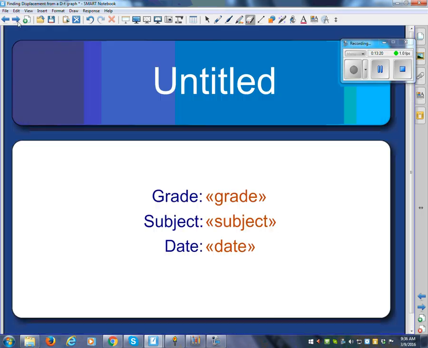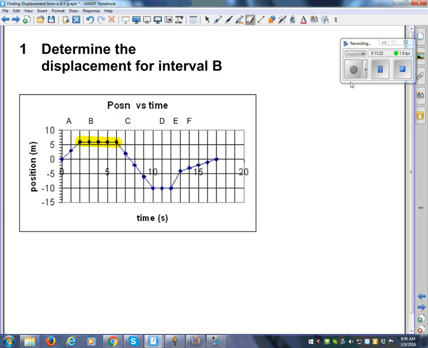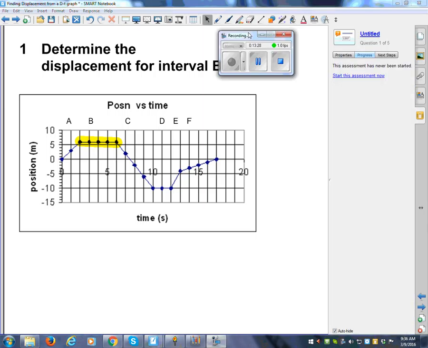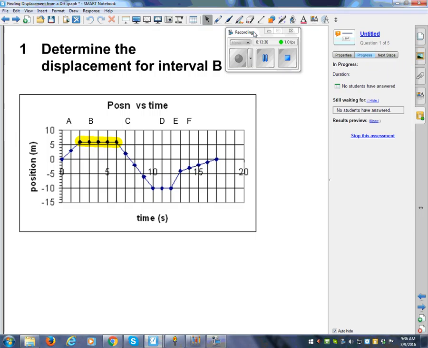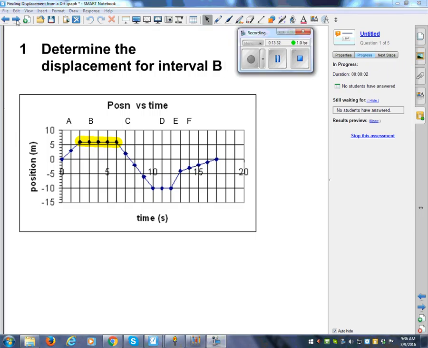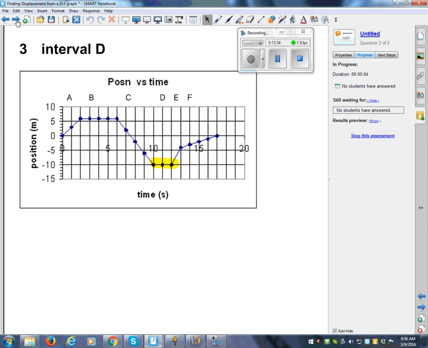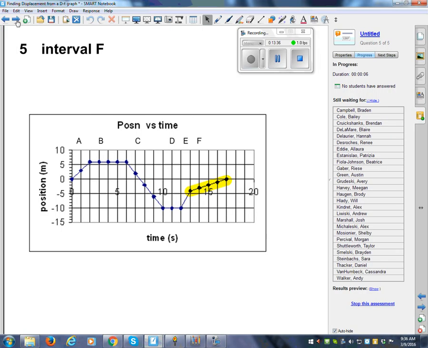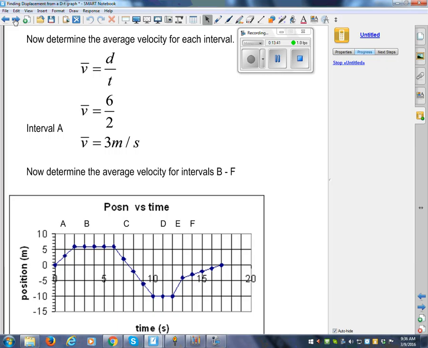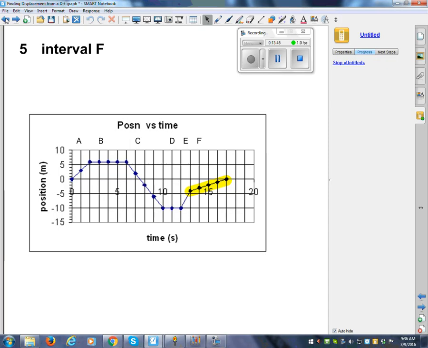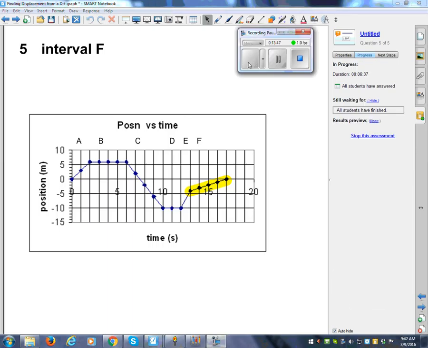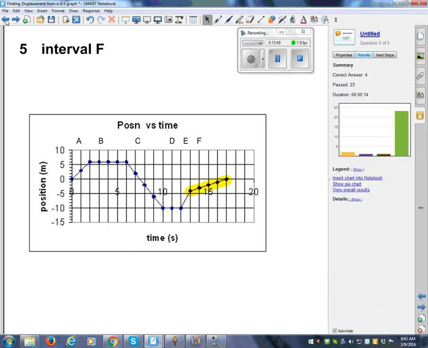Okay, now you guys go ahead and do intervals B, C, D, E, and F. It's on the clicker. Go ahead and find the displacements for B, C, D, E, and F. You might have six questions, I'm not sure. Everyone is done. Let's see how you did.